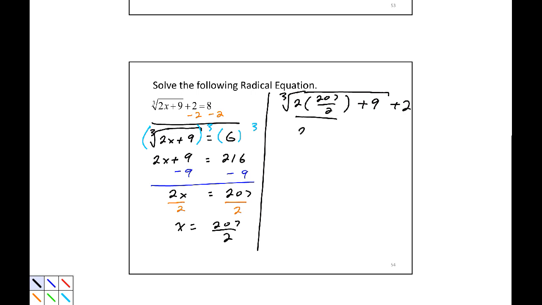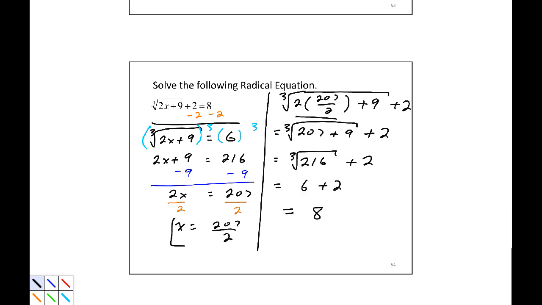So these two simplify to be 207. You should notice it seems like we're going in reverse. 207 plus 9, we subtracted 9 earlier, would be 216. And the cube root of that is 6. Oh, but I dropped my 2. So that would be 6 plus 2, or 8. And this is, in fact, a valid solution.